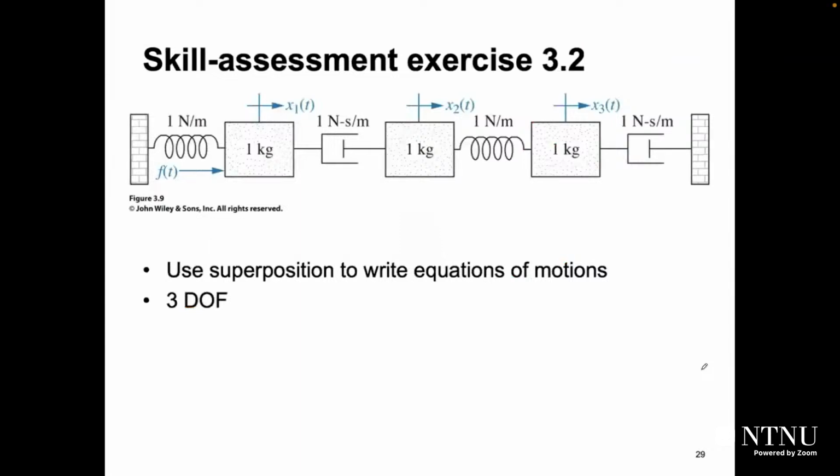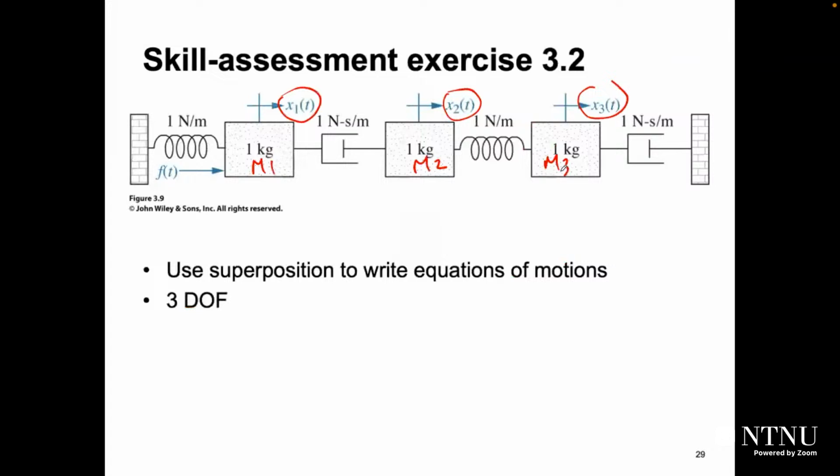Now we have a skill assessment exercise. It's a more complex system, and this system has 3 degrees of freedom, right? It's just the same, but with more degrees of freedom, so we need to use superposition, which will be a little bit more complex. Here we have x1, x2, x3, and the force acting on M1. So we have M1, M2, M3.